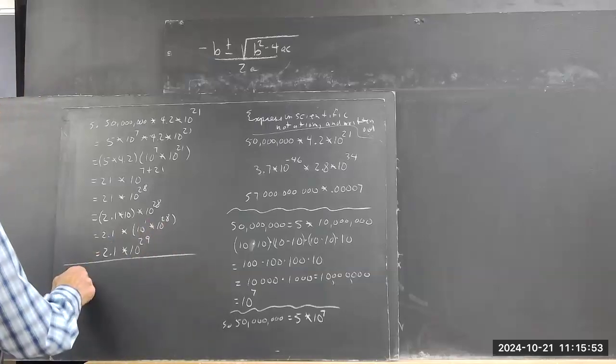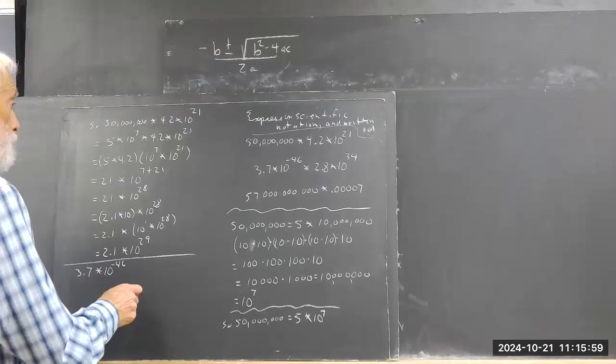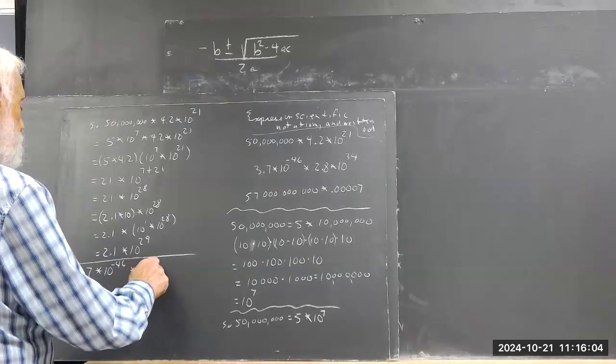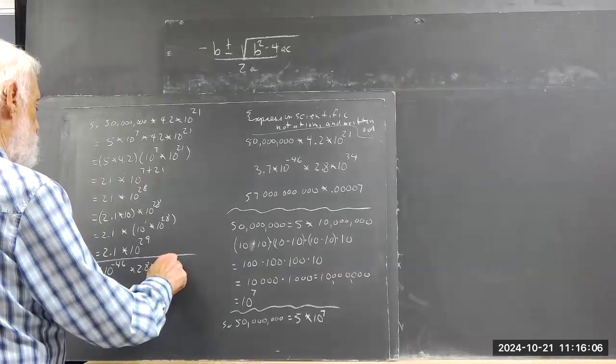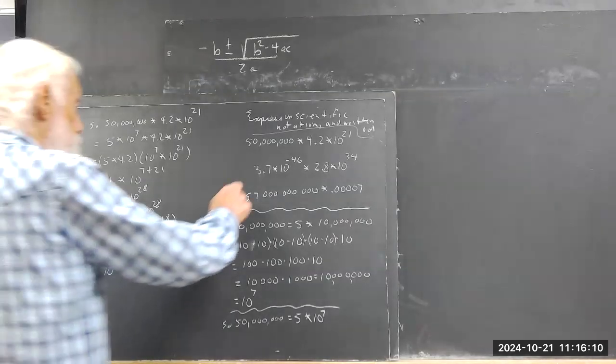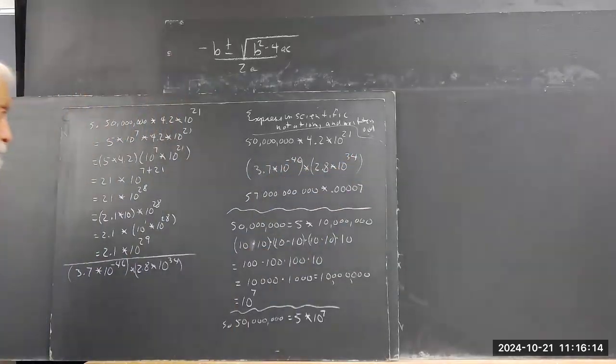Okay, the second one we'll do a little more quickly: 3.7 times 10 to the negative 46 times 2.8 times 10 to the 34th. Just to distinguish the two numbers, I was tempted to put parentheses around them and didn't, okay? So we're multiplying this number by this number.